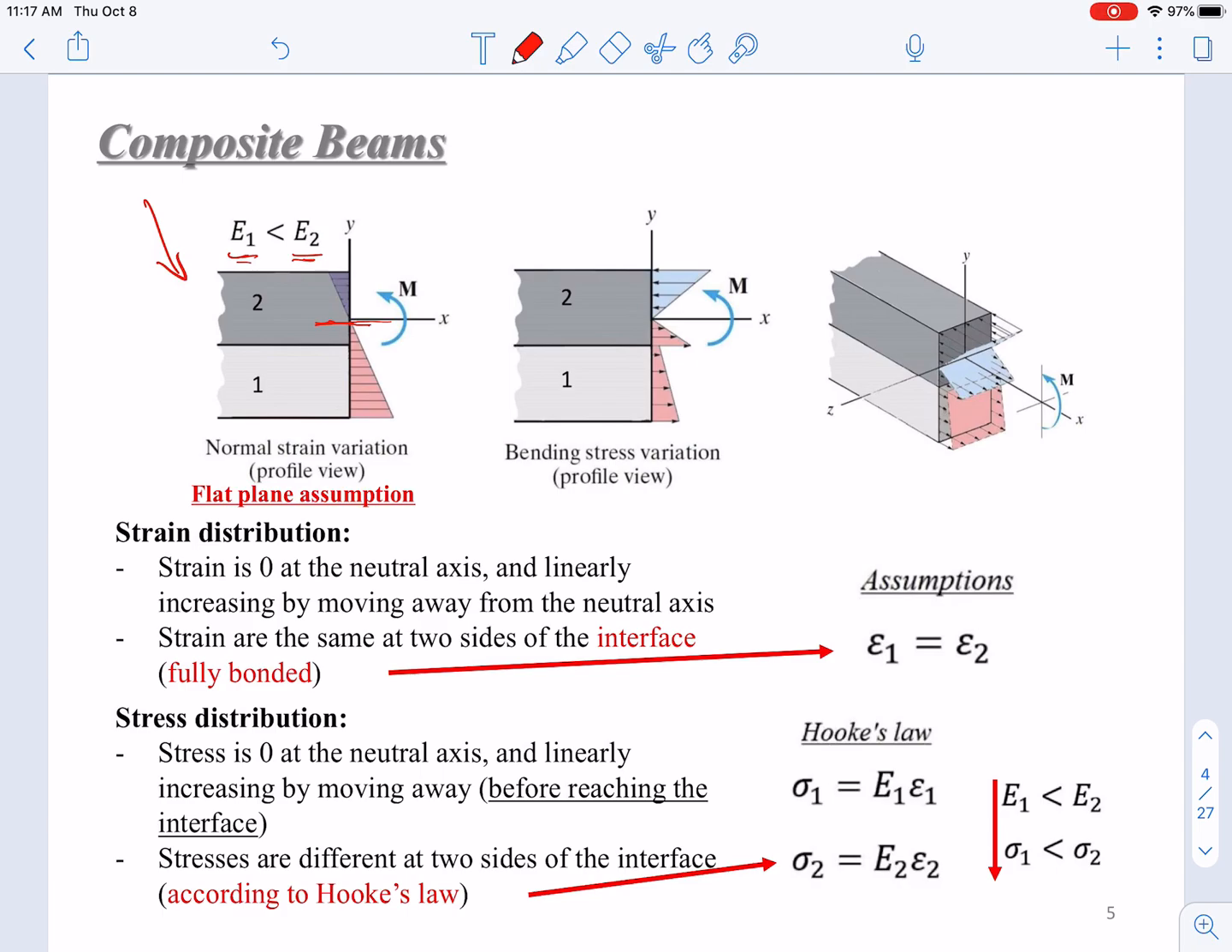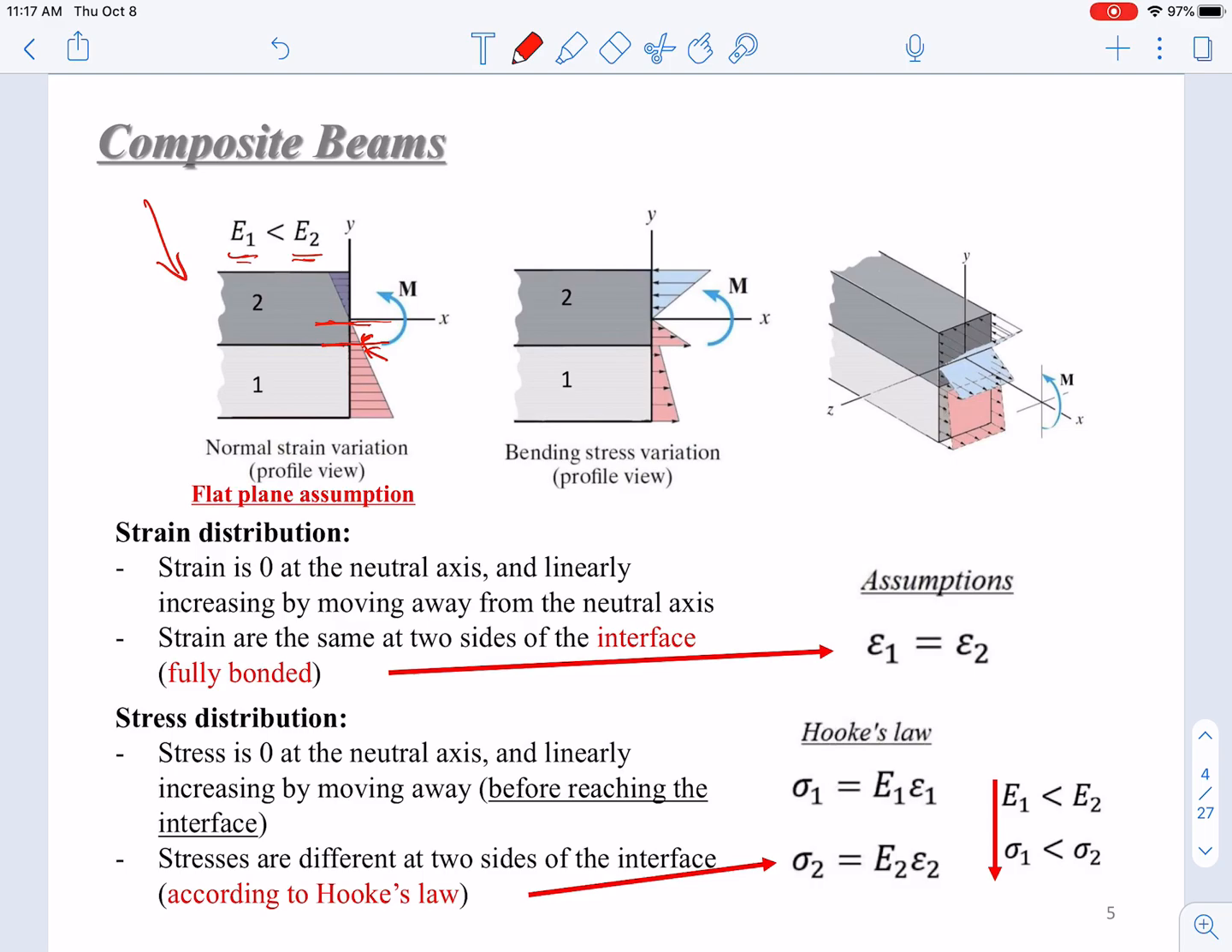According to the flat plane assumption, the strains are the same at two sides of the fully bonded interface. As you can see here, this is the interface. On both sides of this interface, the value of strain should be the same. That is strain. The flat plane assumption only deals with strain. The strain is continuous, meaning that the strain is the same at two sides of this interface.